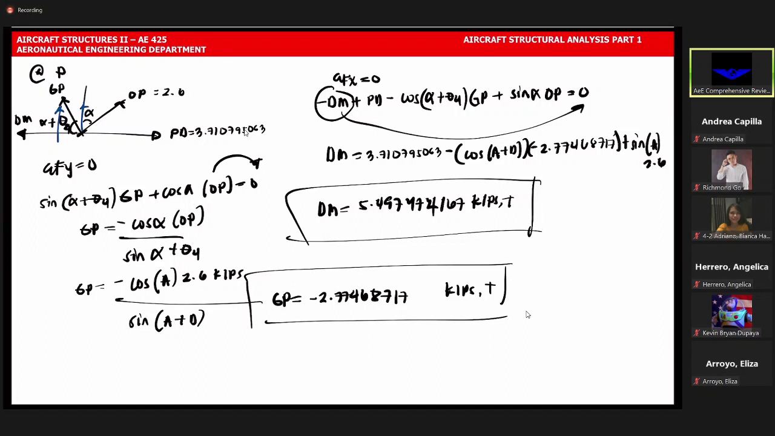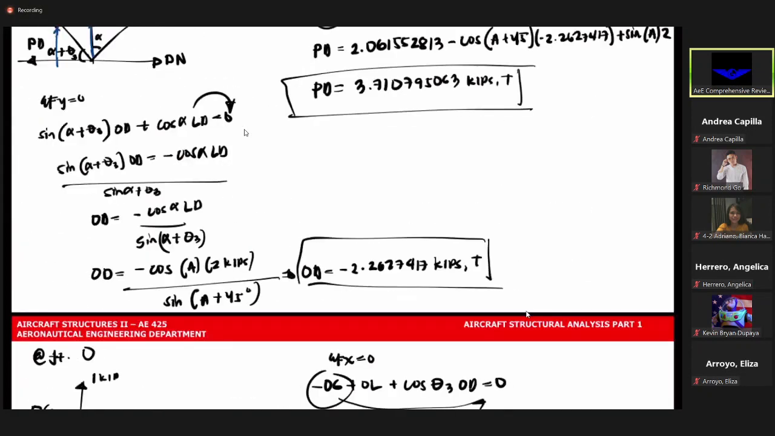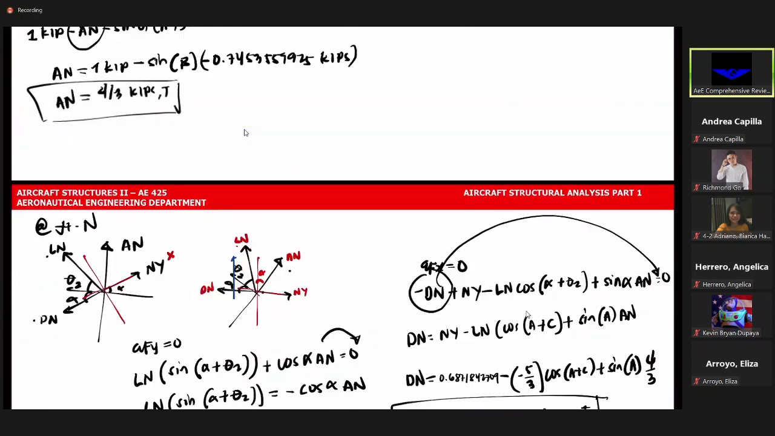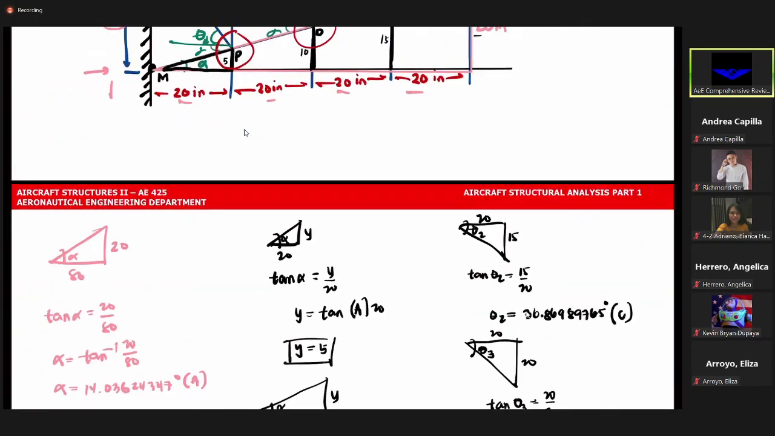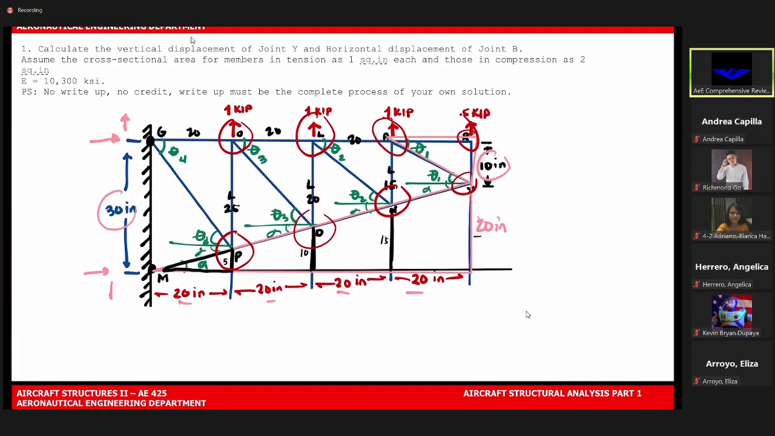Okay, so kung okay na yan, no, tama yung mga na-input natin sa calculator. Kung titingnan natin, no, na-cover natin lahat ng member. No? So kahit walang reaction na kinuha, nakumpleto natin yung mga member. So meron tayong member na to, no? Member GP, MP, OG, OP, OD, OL, LD, PD, DN, LN, LA, AN, AY, NY, RAN, RY. Tama?